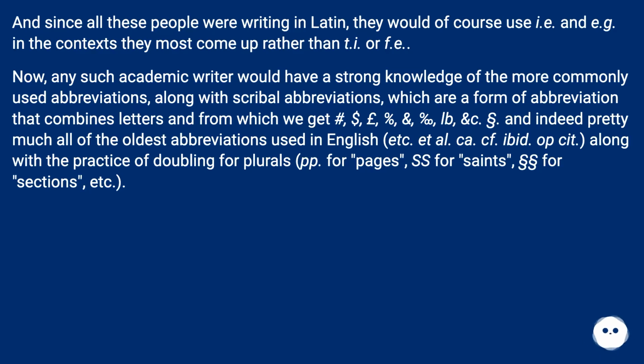Now, any such academic writer would have a strong knowledge of the more commonly used abbreviations, along with scribal abbreviations, which are a form of abbreviation that combines letters, and from which we get hash, dollar, pound, percent, and per thousand, pound, and ampersand. And indeed pretty much all of the oldest abbreviations used in English: etc., et al., ca., compared to ibid., op. cit., along with the practice of doubling for plurals: pp. for pages, ss. for saints, §§ for sections, etc.